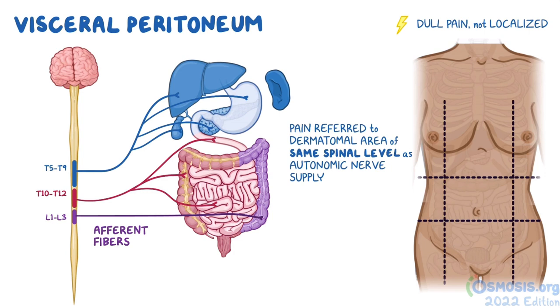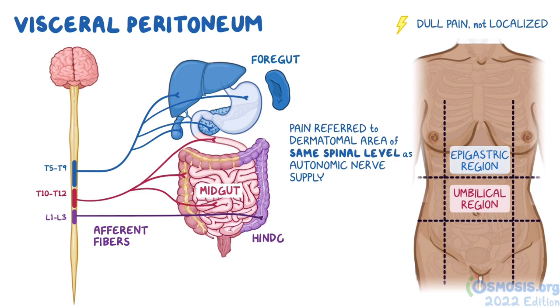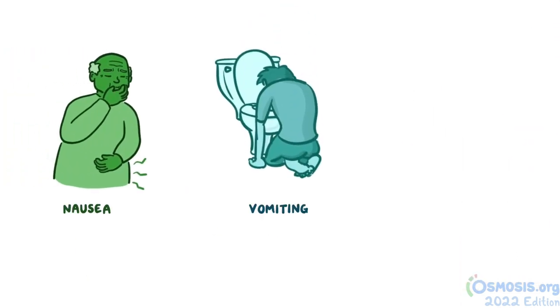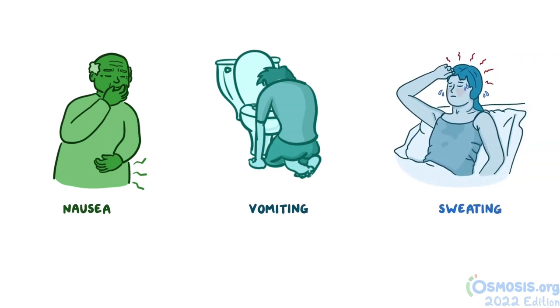Typically, pain sensed by the foregut visceral peritoneum is referred to the epigastric region. Midgut visceral pain is referred to the umbilical region, and hindgut visceral pain is referred to the hypogastric region. Patients who experience visceral pain may also present with nausea, vomiting, or sweating due to activation of the autonomic nervous system.